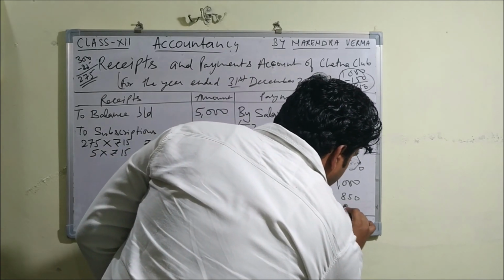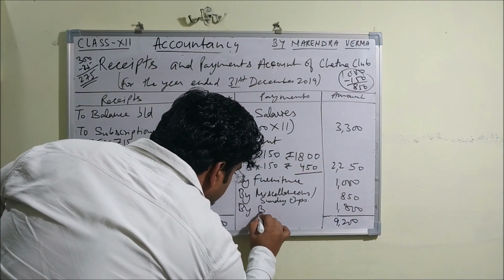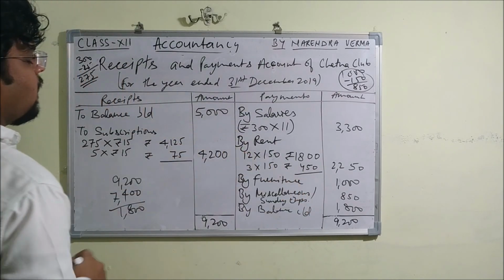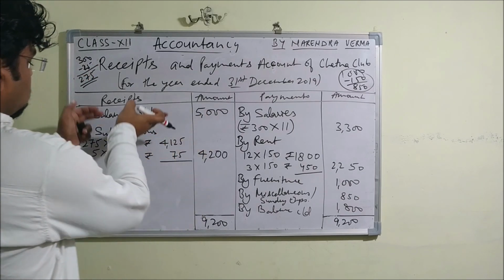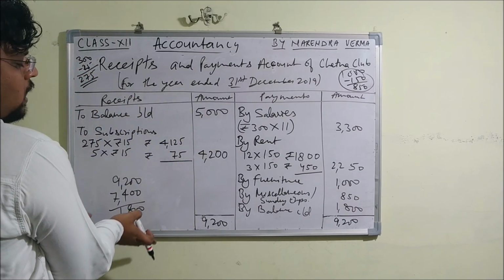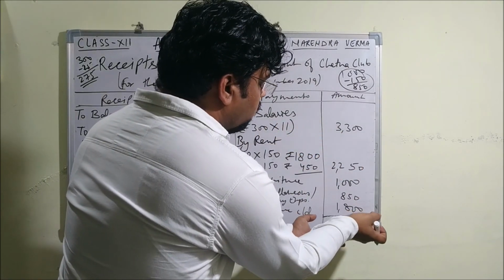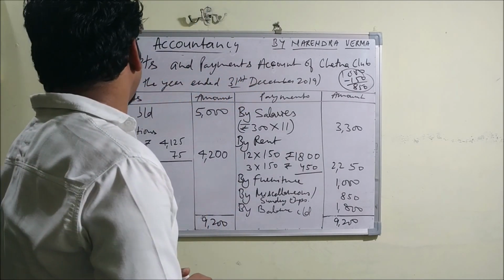So we mention 1,800 here by the name of by balance c/d. That is what? Cash in hand. In the beginning we had cash in hand of 5,000. We received this much amount, and after that we made this much payment, and right now we get 1,800 at last. So this is all for today.